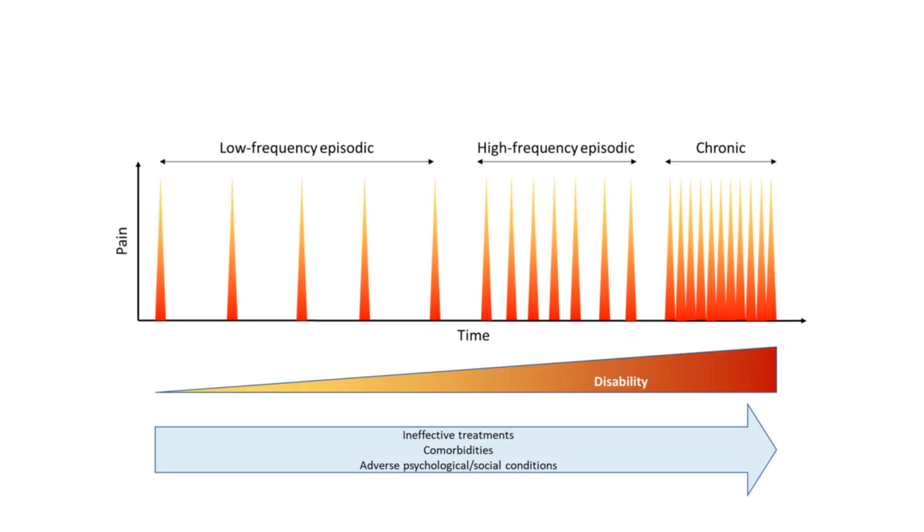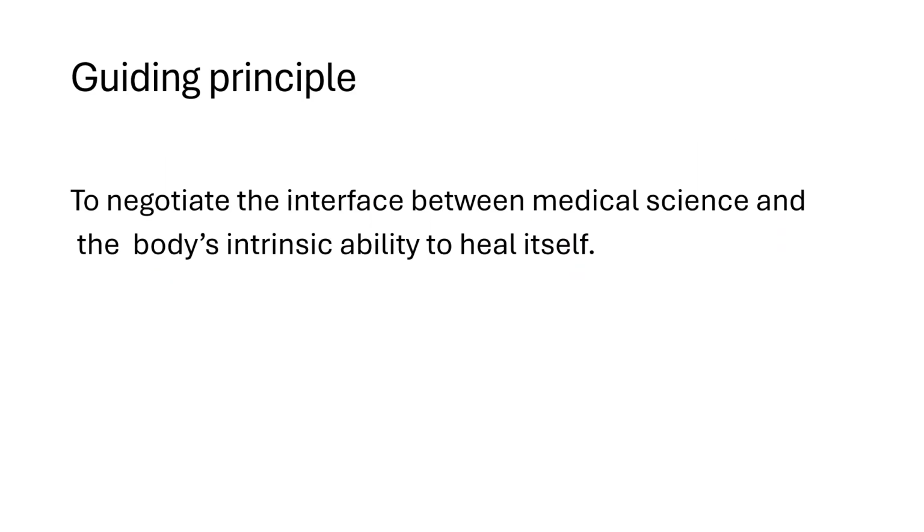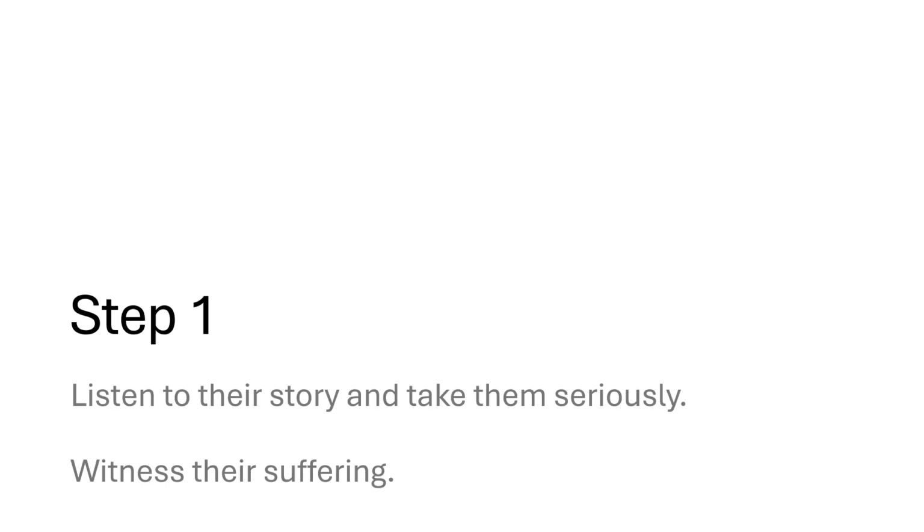It used to be called transformed migraine, which I think is a much better term for it, because you can see what tends to happen. Episodic migraine builds up over time with increasing psychological and social stressors. As headache frequency builds up, so does disability, relative ineffectiveness of treatments, a lot of medication overuse headache, a lot of comorbidities start to occur. So I think the guiding principle here is to negotiate the interface between medical science and the body's intrinsic ability to heal itself, this concept of healing.